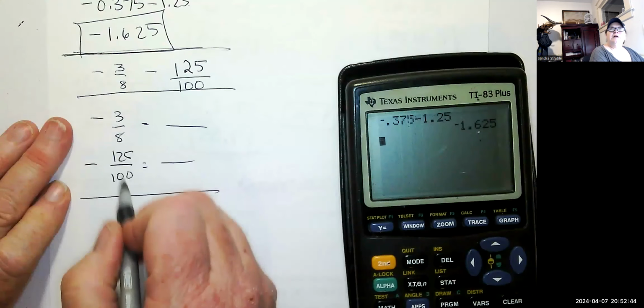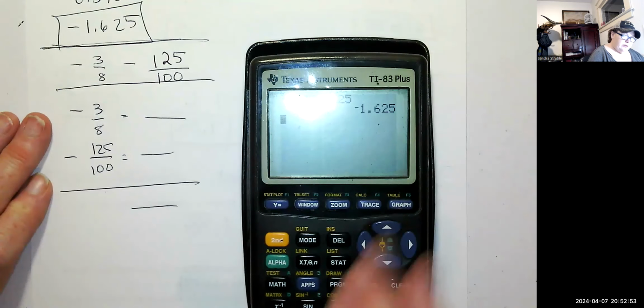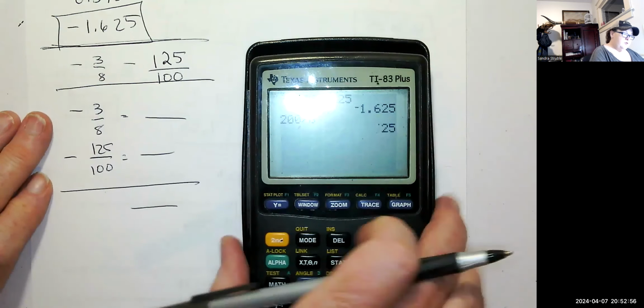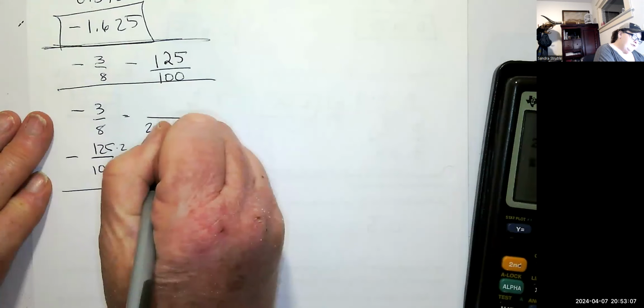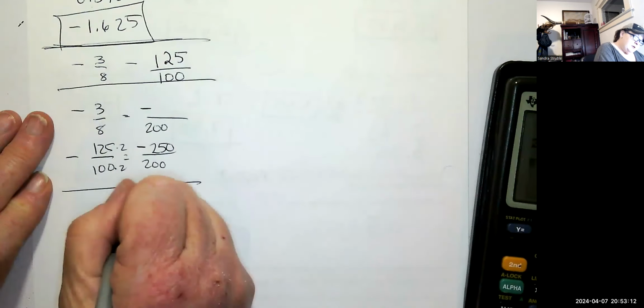All right, common denominator here. It's not going to be 100. Let's think here. So 100, the next one would be 200. Does 8 go into 200? It does. Woot woot. So 200 is our denominator. 100 times 2, so 125 times 2 is 250, and this is going to be a negative, and this is a negative. That means that this is going to be a negative. 8 times 25 is 200. 3 times 25 is 75.